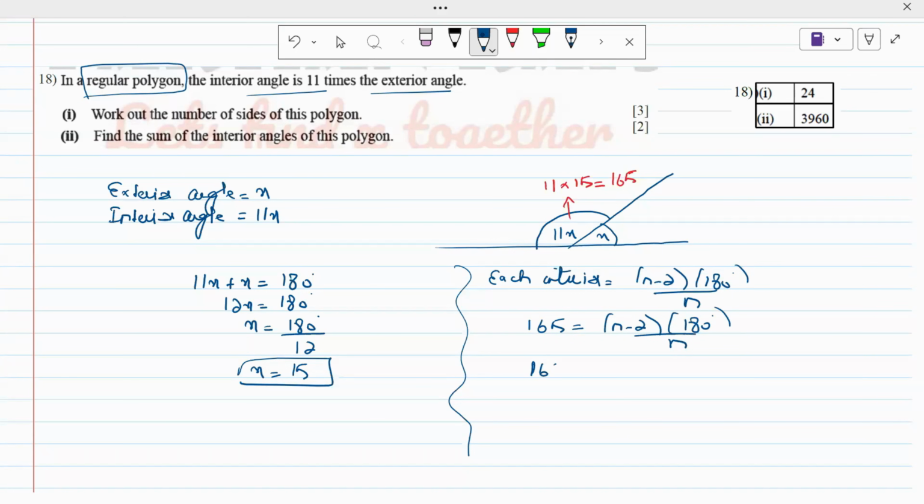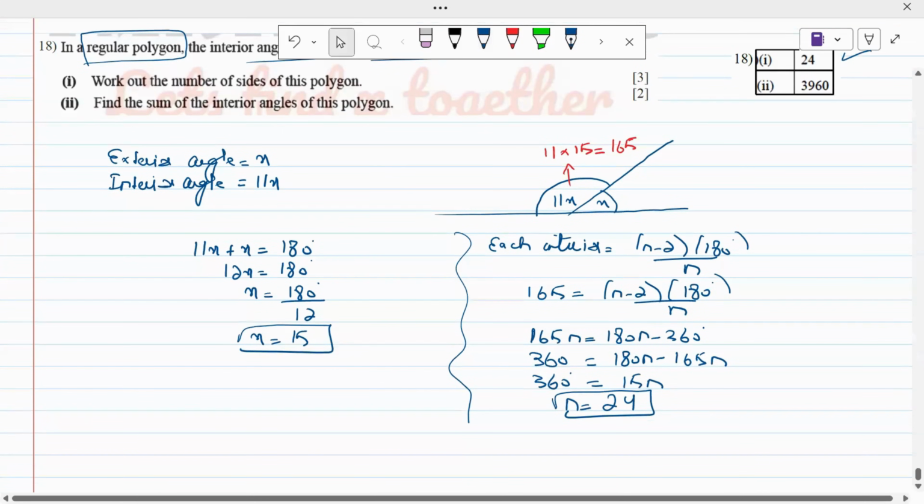Cross multiplication, that's 165n is equal to 180n minus 360. So 360 is equal to 180n minus 165n, which is 15n. 15n is equal to 360. So n is equal to 360 upon 15, which gives us 24. So it's a 24-sided regular polygon. This was the answer, part 1.